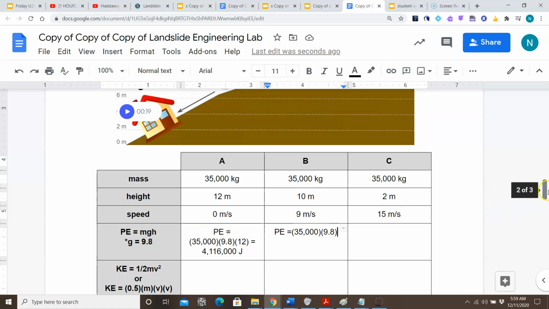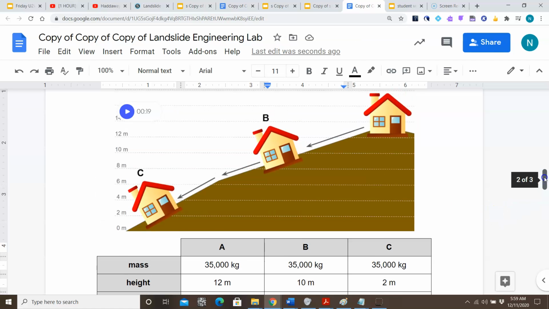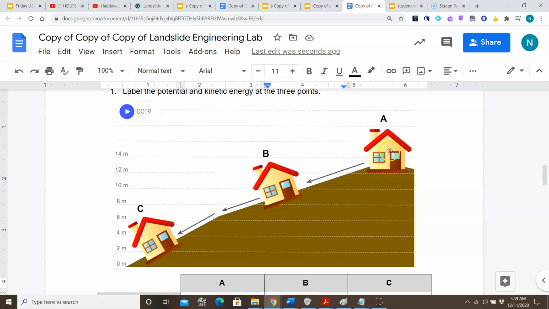Now, at part B, if we go back to our house, A, the house was at 12 meters. And for part B, it's at 10 meters. How do we get the height of the house? We look at the middle of the house. So here's the middle of the house, and we go over to the, actually this is the base of the house. We go over and we find the height at part A. So here's the bottom, we go over, and that's 12. But for B, when the house is tilted, we use the middle. So that's 10 meters is the height for B.